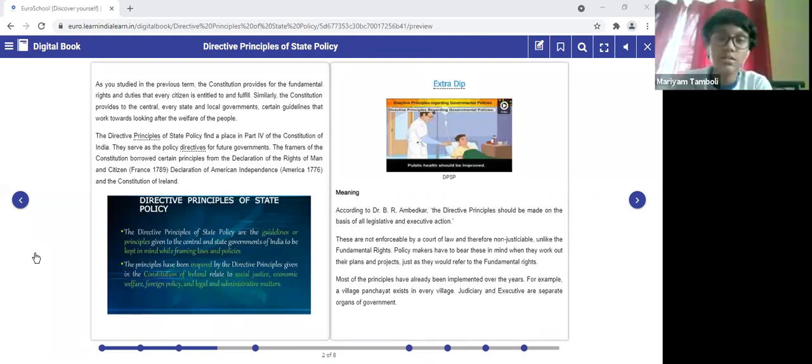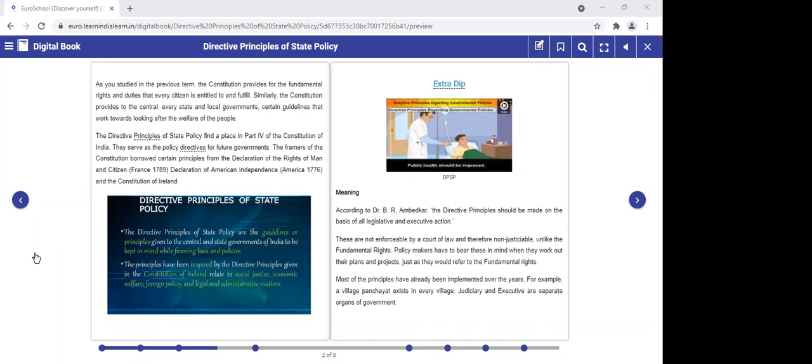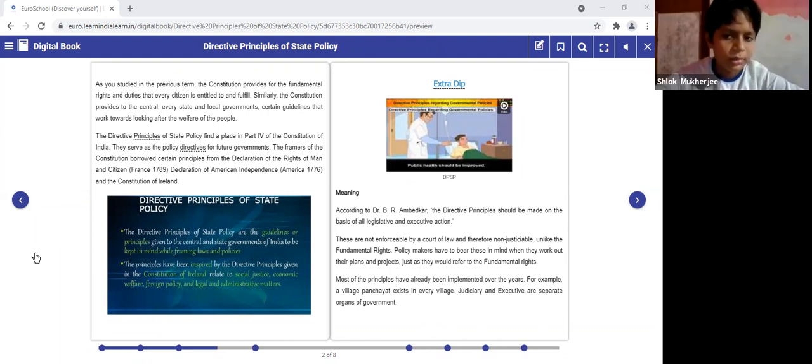Now let's understand the meaning of the Constitution according to Dr. B.R. Ambedkar. According to him, the directive principles should be the basis of all legislative and executive action. These are not enforceable by a court of law and therefore non-justiciable, unlike the fundamental rights. Policymakers have to bear these in mind when they work out their plans and projects, just as they would refer to the fundamental rights. Most of the principles have already been implemented over the years.